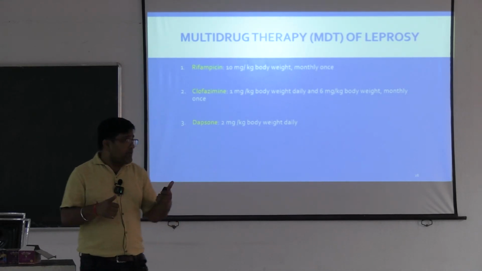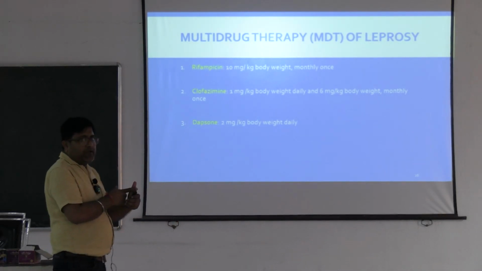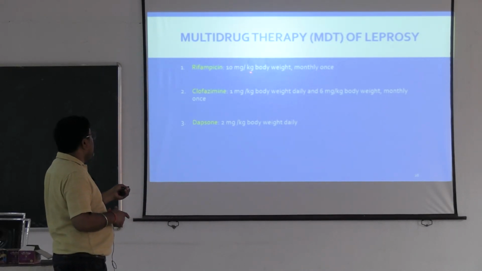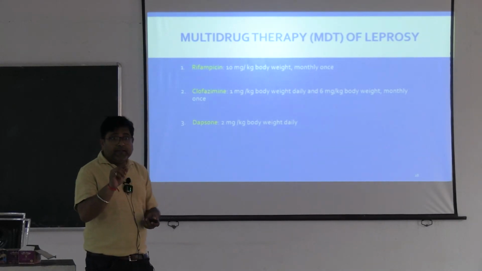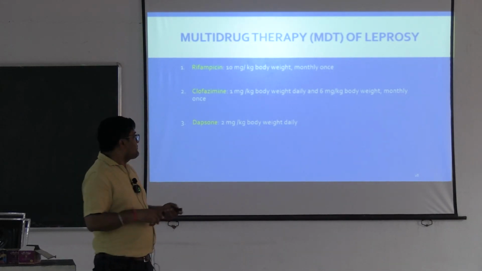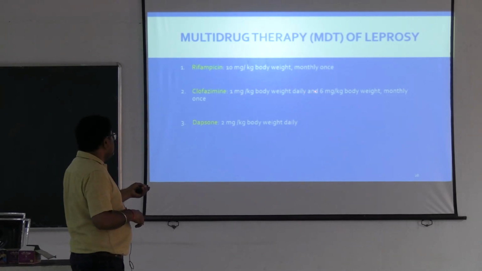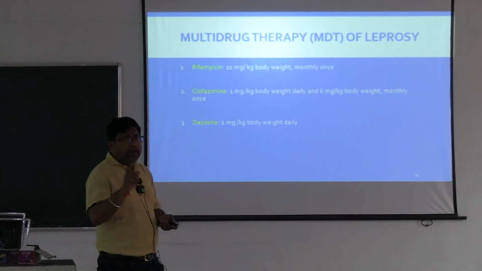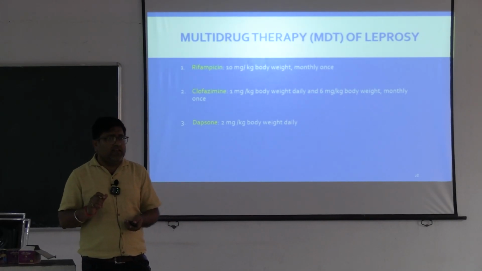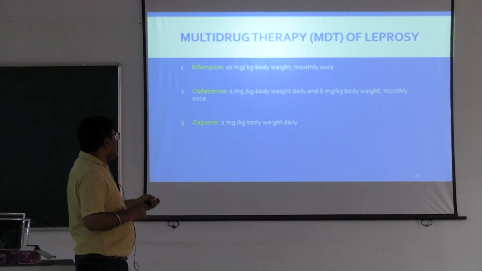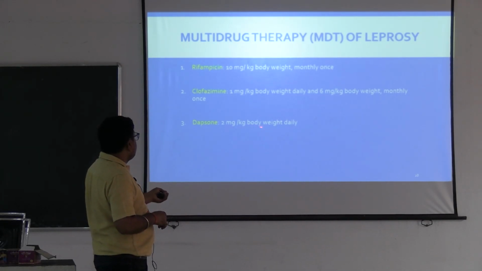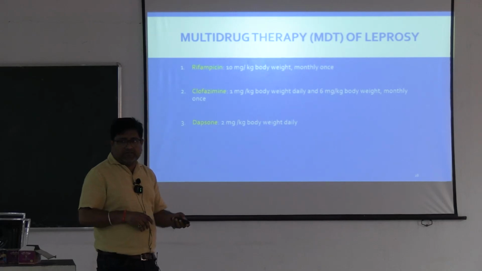These are the standing pillars: Rifampicin, Clofazimine and Dapsone. Rifampicin is used in a dose of 10 mg per kg body weight monthly once under supervised condition. Clofazimine is used in a dose of 6 mg per kg body weight once monthly under supervised condition and 1 mg per kg body weight daily non-supervised. And Dapsone 2 mg per kg body weight daily non-supervised.